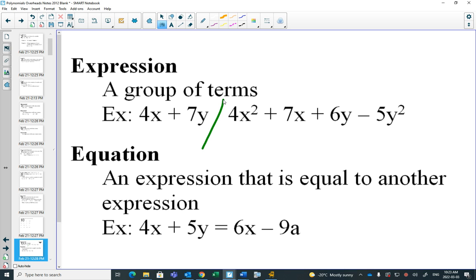If we had 4x squared plus 7x plus 6y minus 5y squared, without an equal sign, that would be an expression. This expression is what kind of polynomial? What's it called when it has two terms? Two. Binomial. Think about your bicycle. There we go. Good.